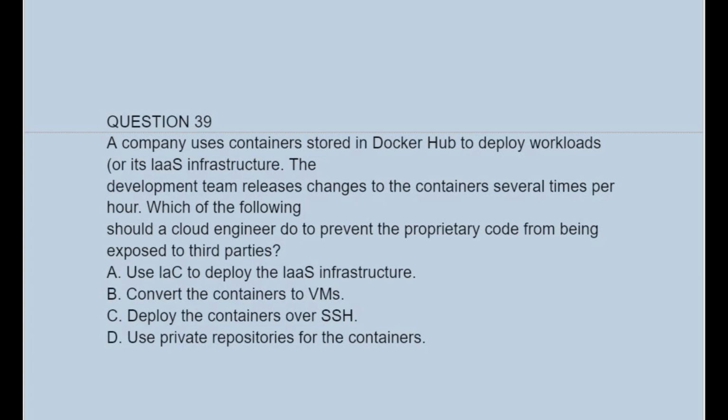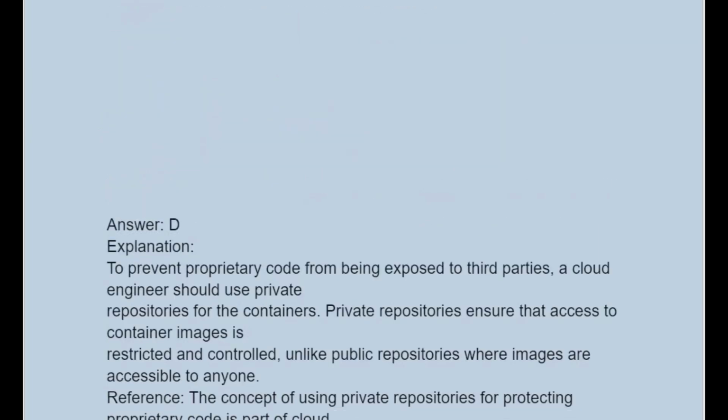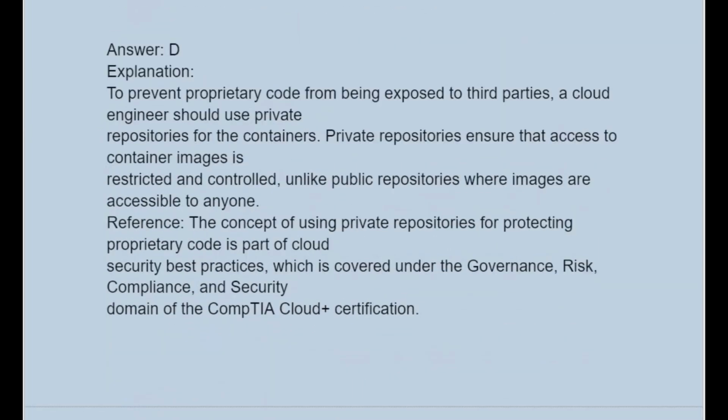Option A, use IaC to deploy the IaaS infrastructure. Option B, convert the containers to VMs. Option C, deploy the containers over SSH. Option D, use private repositories for the containers. Correct answer is option D.